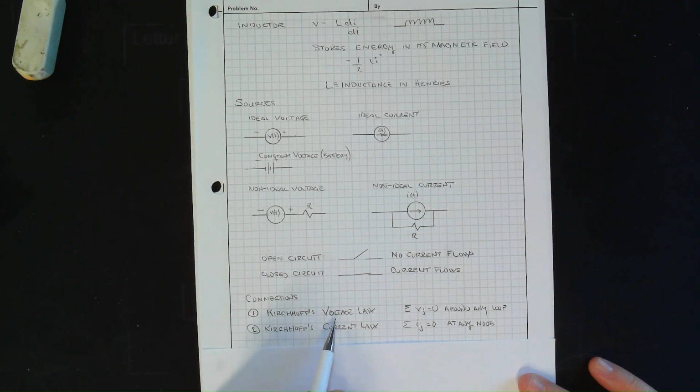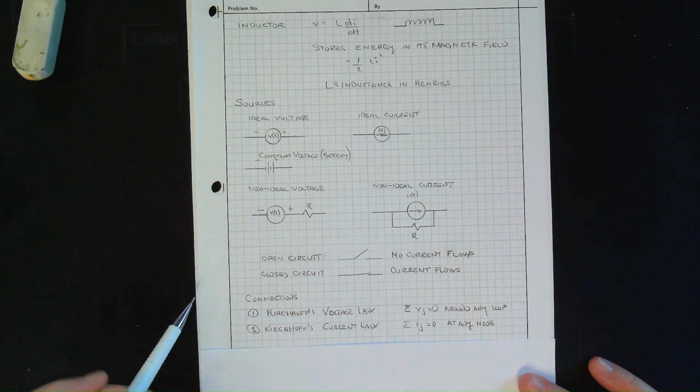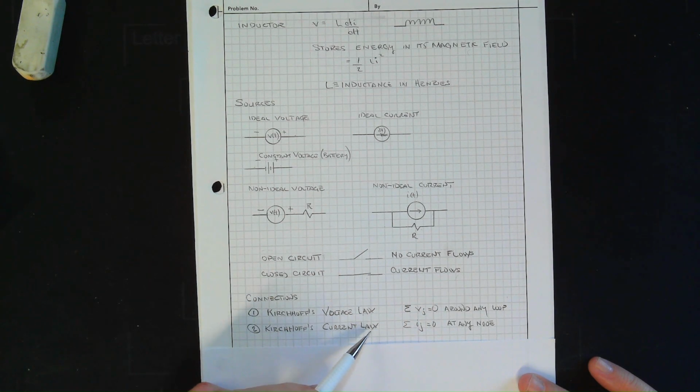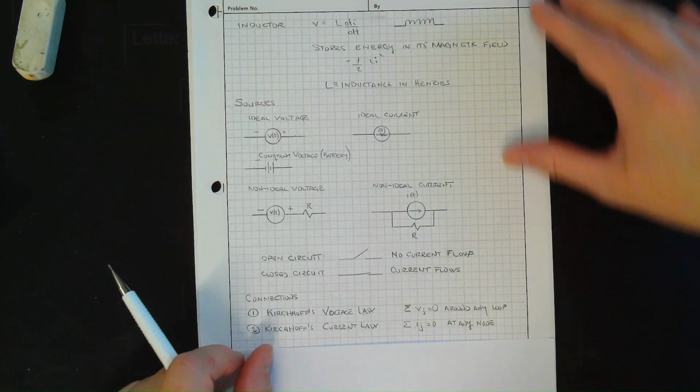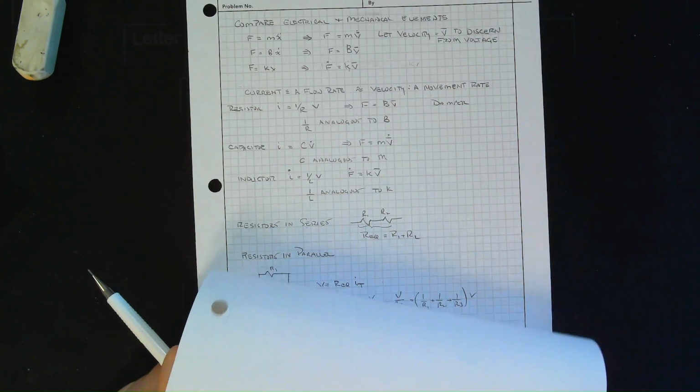We have Kirchhoff's voltage law, which says in any loop, the sum of the voltages is 0, and Kirchhoff's current law, which says at any node, the sum of the currents are 0. Let's take a little deeper look at them.